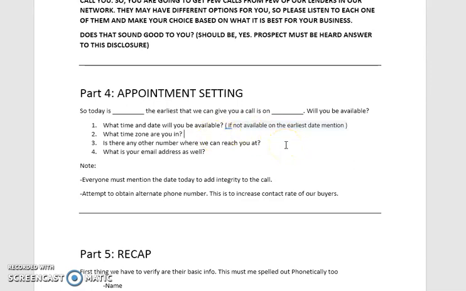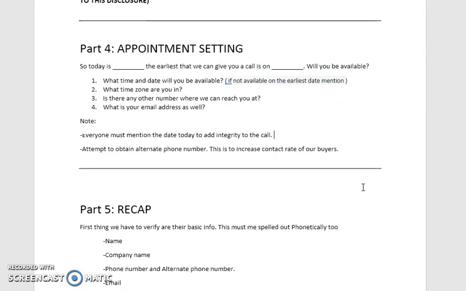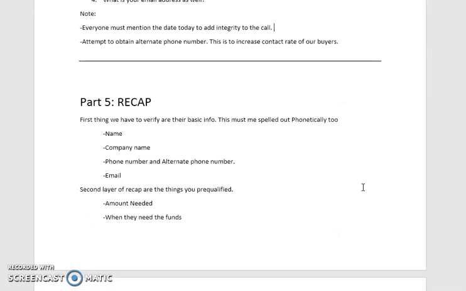We have been sending leads to the buyer, and they get a very, very low contact ratio. So if their first phone number does not work, we at least have an alternate phone number. It is now required that we get or attempt to get at least a mobile phone number, a company phone number on the call. Next, what is your email address? We should have that. We should attempt to get an email address as well. So again, attempt to obtain an alternate phone number to increase the contact rate of our buyers. Okay? Next, recap.